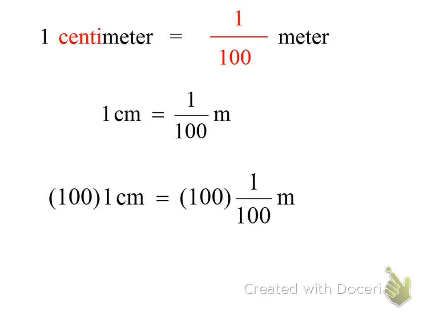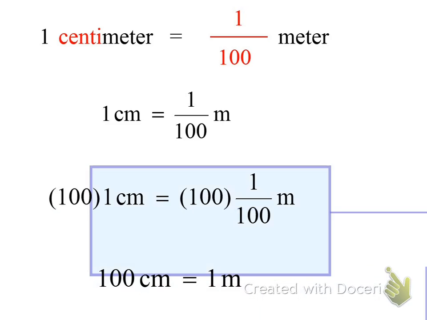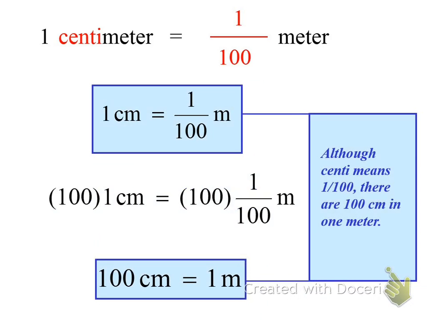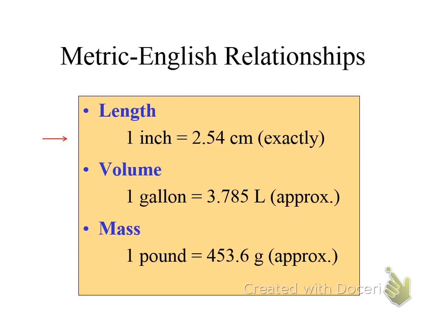Now, in doing that, I recognize that on the right side I have 100 in the numerator and 100 in the denominator, so those cancel. If I rewrite that, it looks a little bit different than the one above it. Now I can say 100 centimeters is equal to 1 meter. But they both correctly equate centimeters and meters.